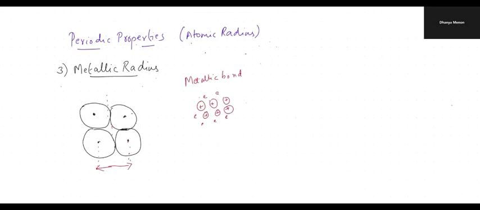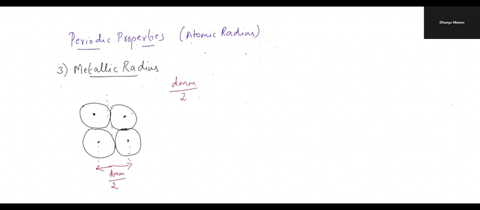The metallic radius basically is one half of the distance between the nuclei of 2 metal atoms in the lattice. So there are 2 metal atoms, and half of the distance between their nuclei is called the metallic radius. You don't have to study the metallic bond, but you have to know what a metallic radius is, and this is the formula: half of the distance between the nuclei of 2 metal atoms.